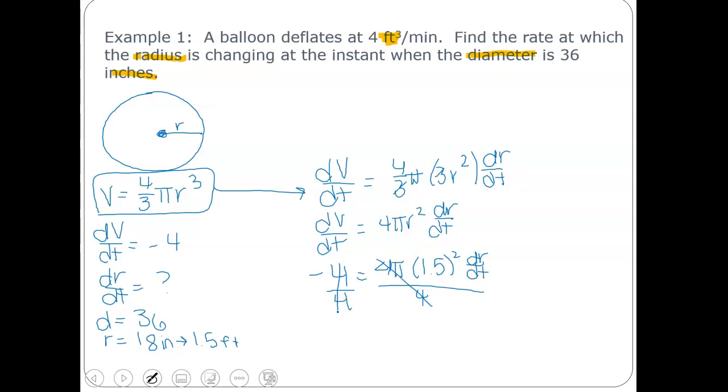So then I end up with dr/dt equals -1 over 2.25 pi, and that's in feet per minute. And you can type it in on your calculator, and it ends up becoming -1.41.